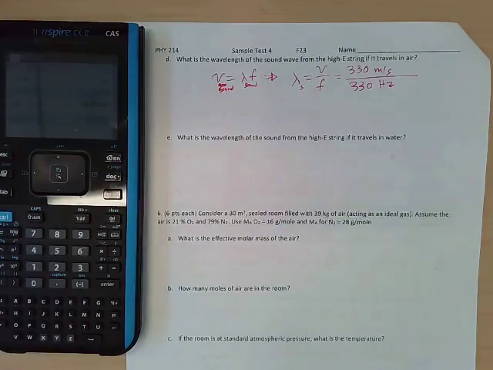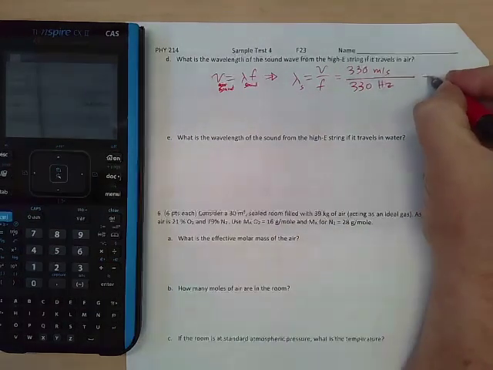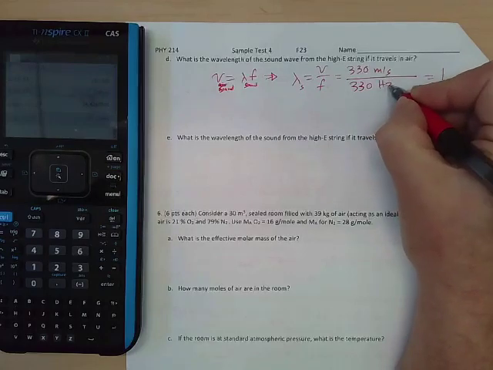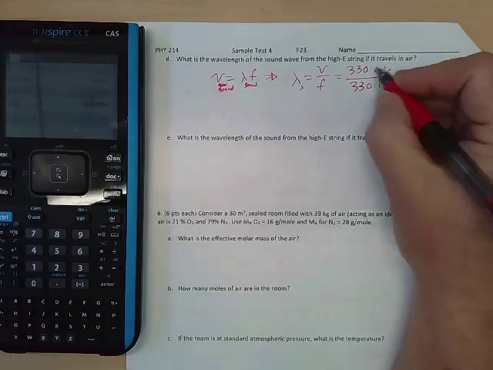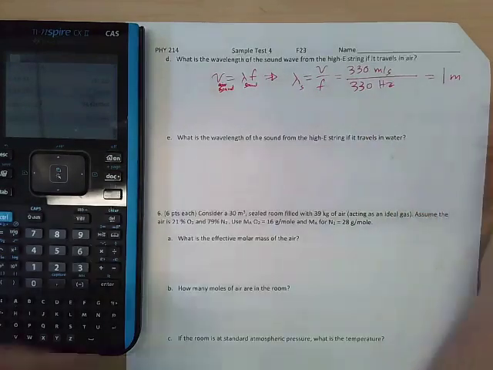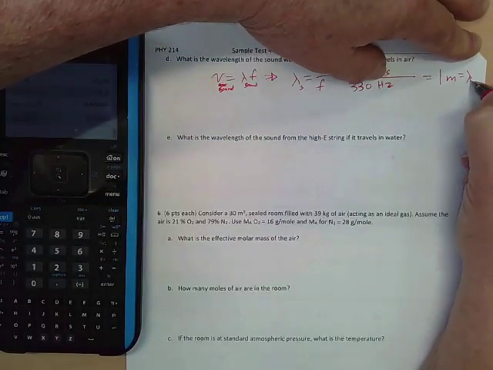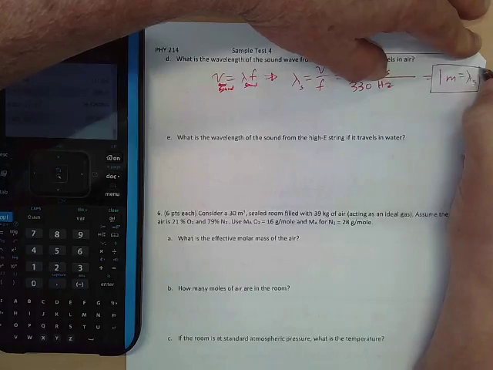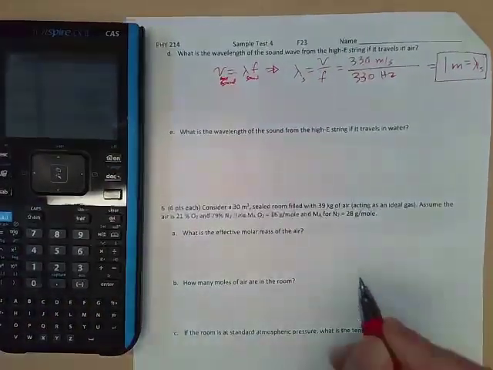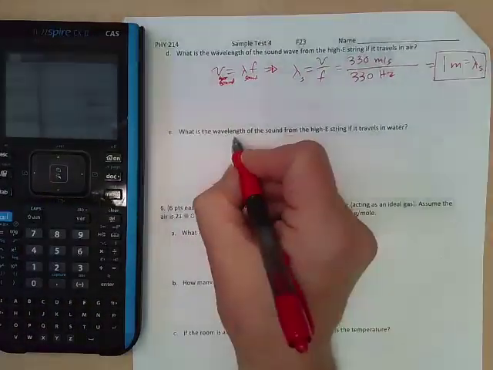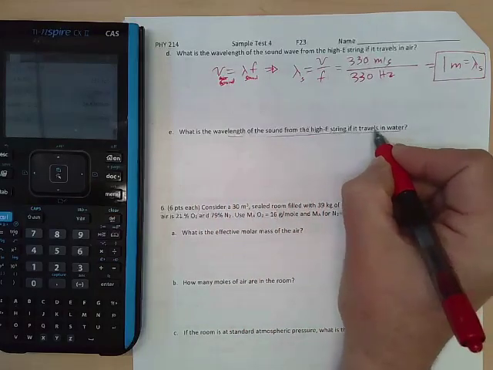And so we're going to end up with just 1. Hertz is 1 over seconds, and over meters per second, so it's just going to be 1 meter. That's lambda of sound for the high E. Interesting. Okay. What is the wavelength of the sound from the high E string if it travels in water?